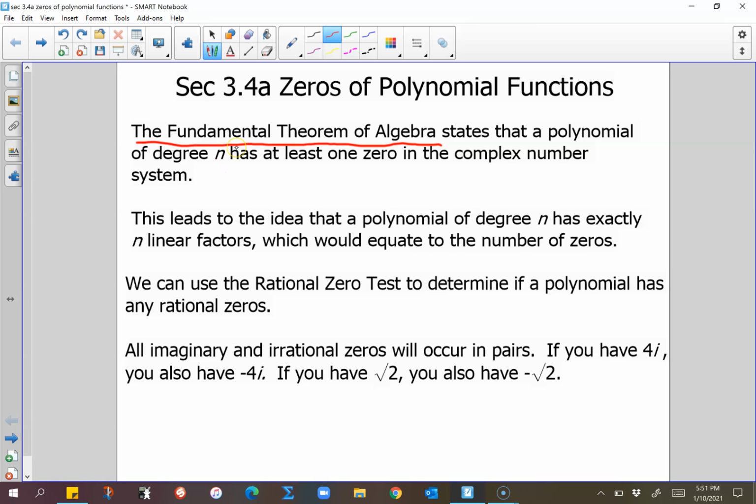So if a polynomial is of degree 3, it has 3 zeros theoretically. Now some of them could be imaginary, you could have a repeated one. Obviously there's special cases, but those are the amount of zeros you should look for.